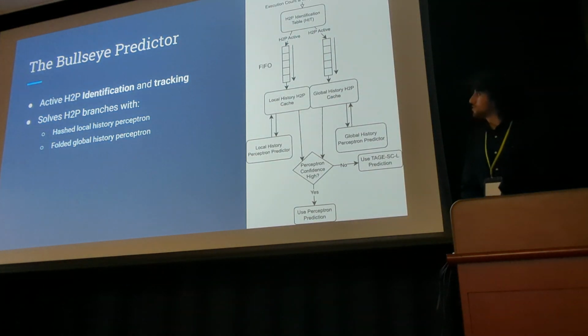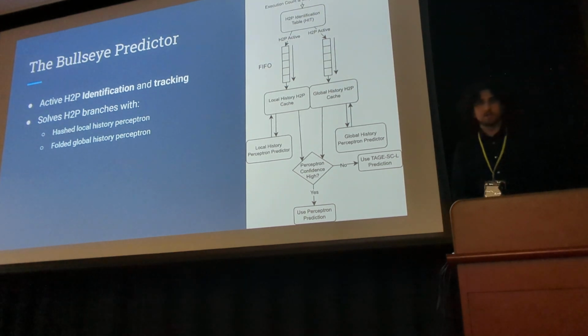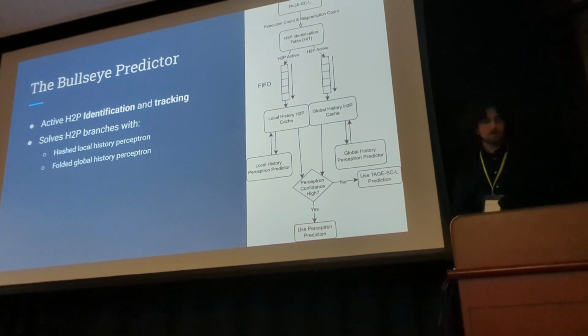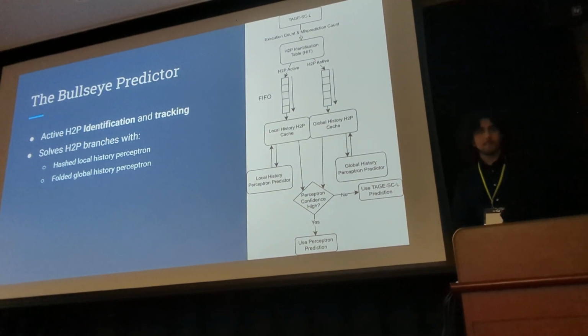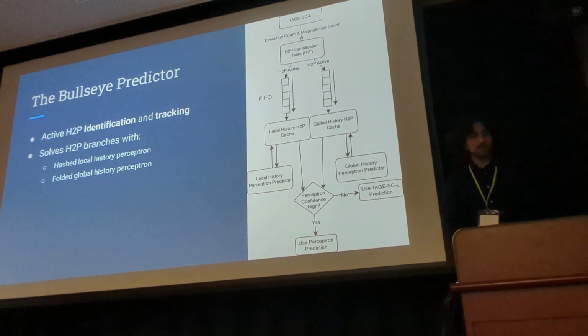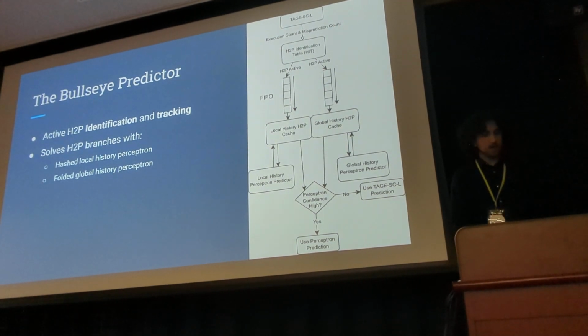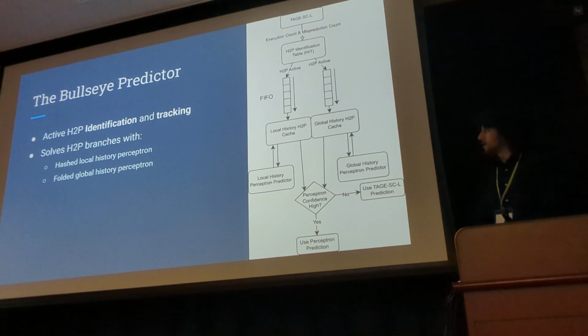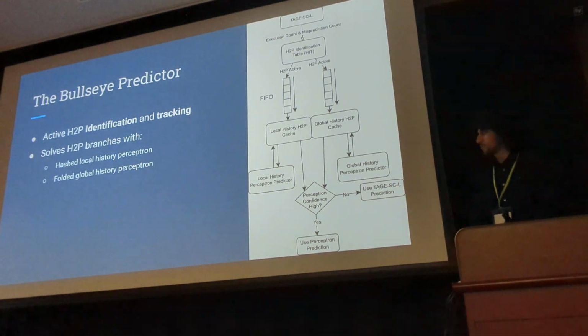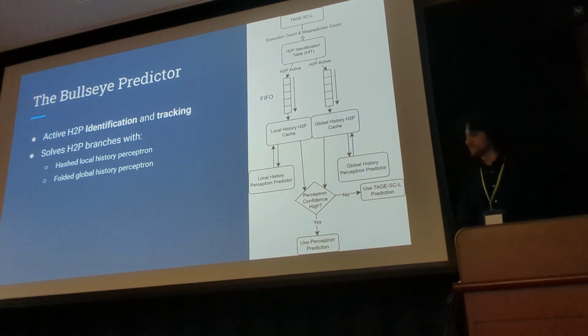And so we propose a bullseye predictor, and in the next couple of slides we'll be going over how it works. It focuses on identifying hard to predict branches, tracking information for these hard to predict branches, and using a targeted prediction. And we try to solve the hard to predict branches with a local history and a global history perceptron.